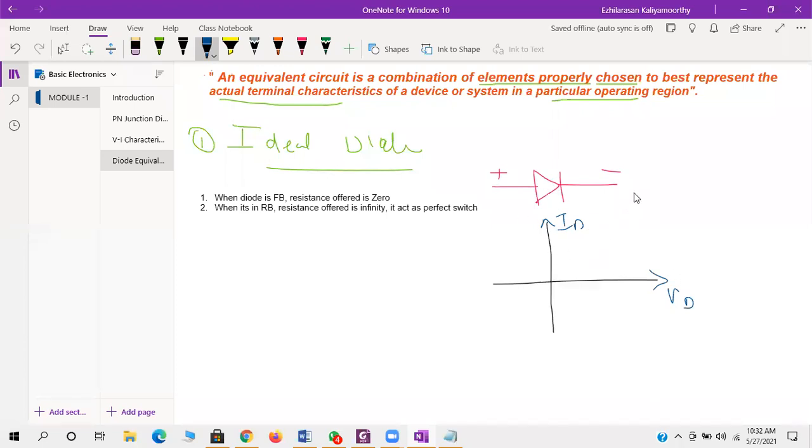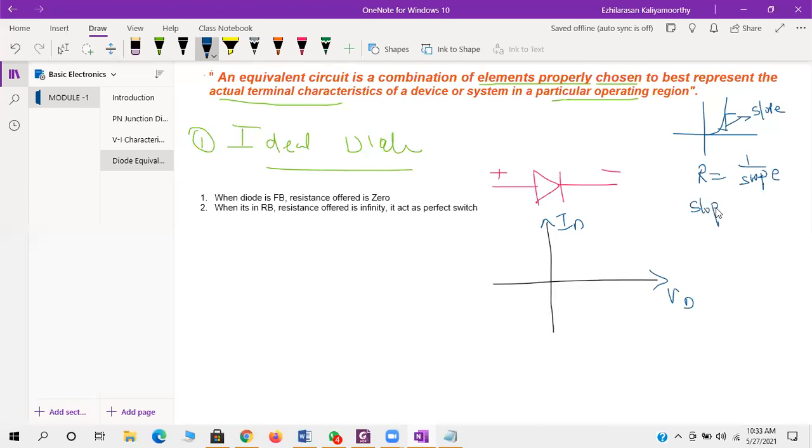Normally, the diode resistance, how can we calculate it from the practical graph? Your graph will go like this, and this is nothing but a slope. Normally, what is the formula? The resistance is equivalent to 1 by slope, always 1 by slope.